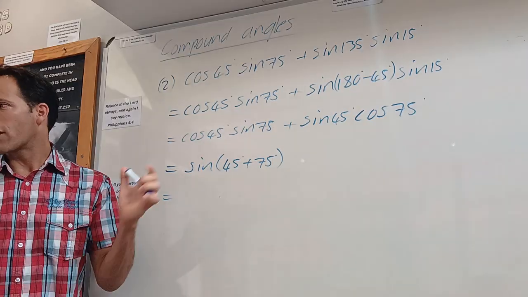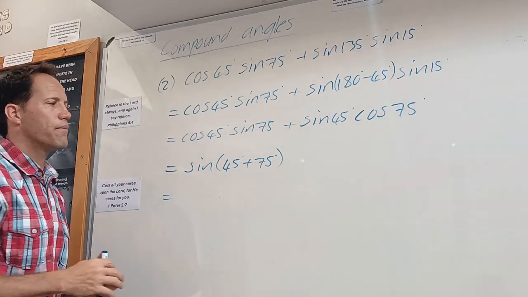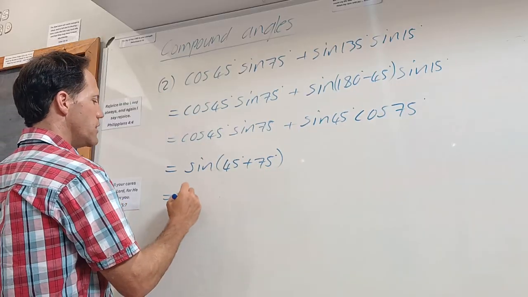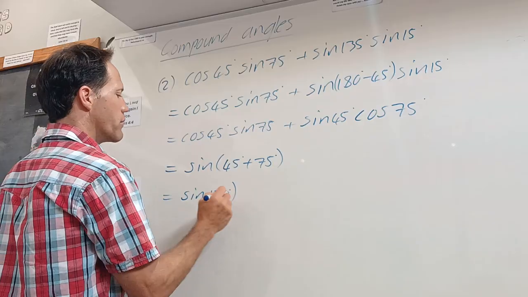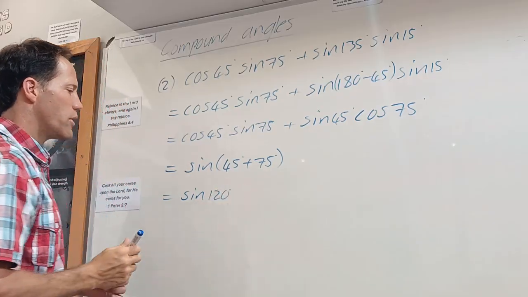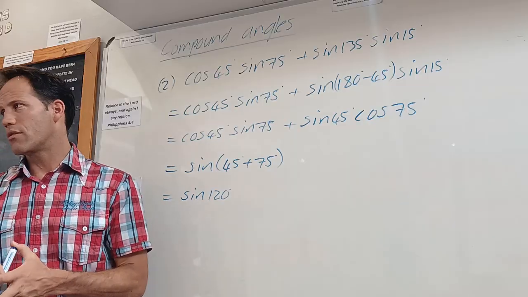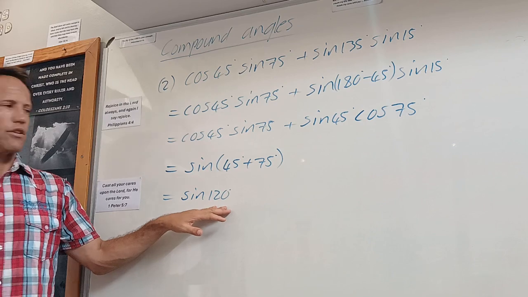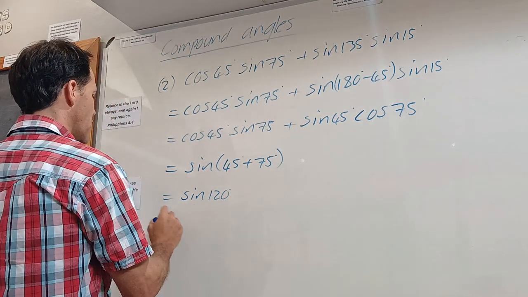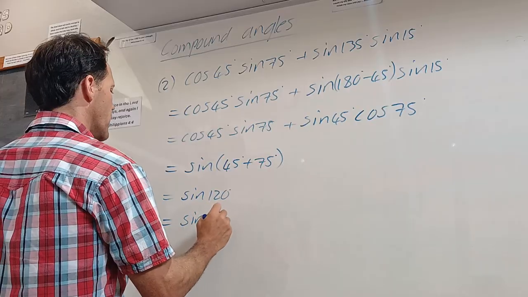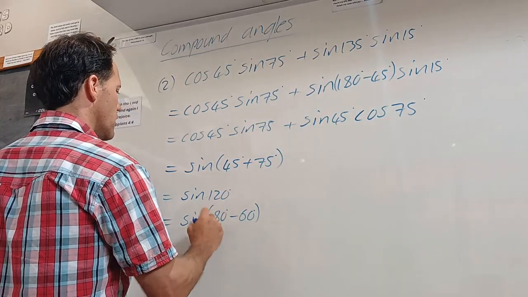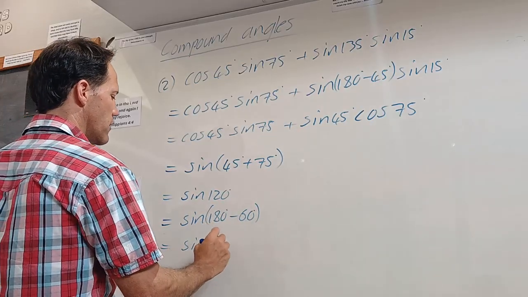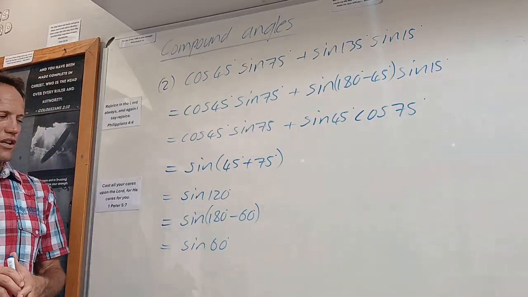And then you can say, now I made it a compound angle. And now 45 plus 75 gives you 120, sine 120. Okay, we can leave the brackets now, sine 120. And now we can actually carry on. Sine 120 is again in the second quadrant. So sine 120 is the same as sine 180 minus 60, which will give you sine 60.